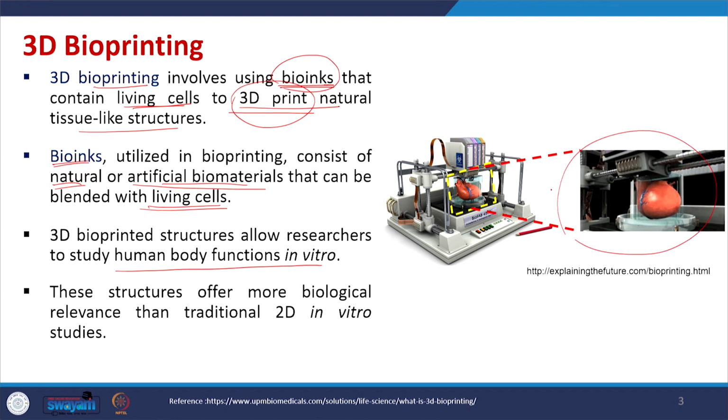So we can print the artificial organ or artificial tissue, and that will be very useful to understand the human body function in the lab condition. And as I told in the previous lecture also, when compared to two-dimensional cell culture studies, we can go for these kind of three-dimensional printed tissues, which will offer more biological relevance whenever we discover some new drugs or whenever we make new nanomaterials. We can use these kind of 3D printed tissues and we can understand the toxicity of these nanomaterials, or we can also understand the therapeutic efficiency of the drugs.